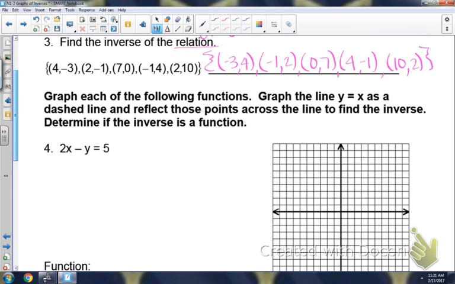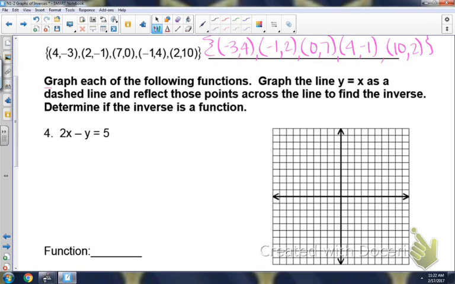Alright, the next part, we're going to graph each of the following functions. Then we're going to graph the line y equals x as a dotted line. We're going to reflect those points to find the inverse graph. Once you've done that, you're going to determine if the inverse is a function. So remember back when we were talking about functions, to determine if a graph is a function, we're going to use the vertical line test or the pencil test. Remember, a function doesn't have any repeating x values, so that's why you use the vertical line test to determine if it's a function or not.